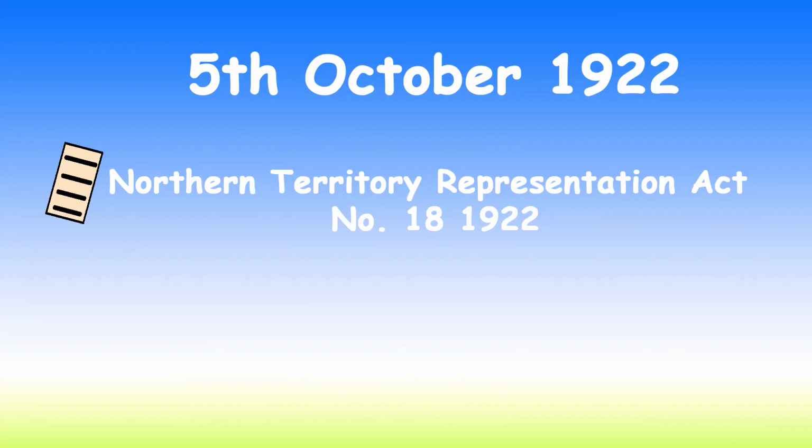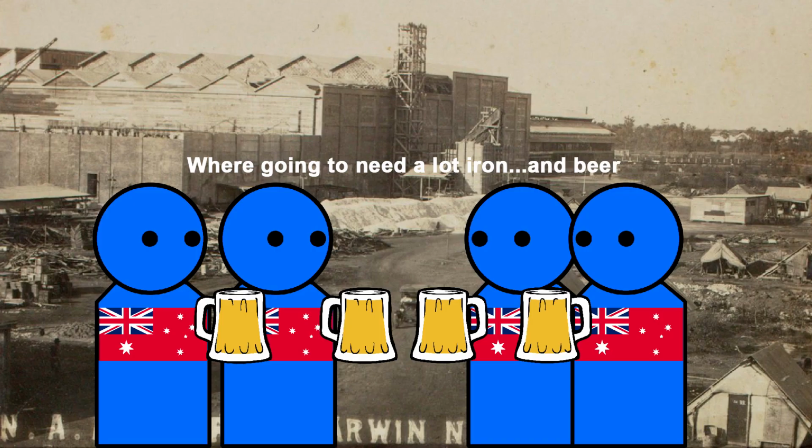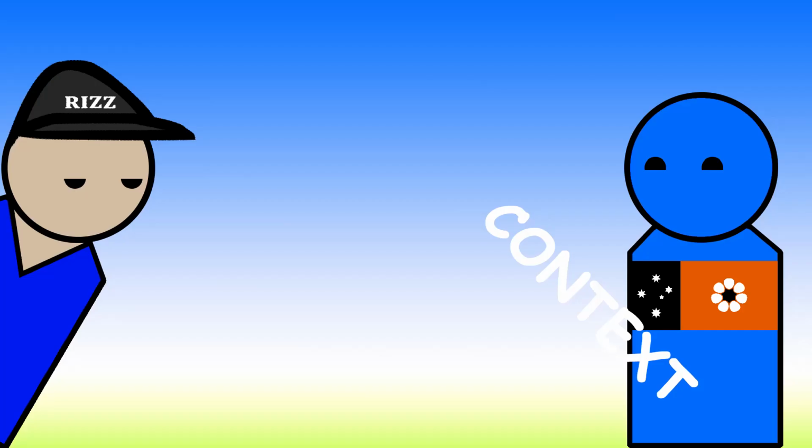3 years after the rebellion, the Northern Territory Representation Act of 1922 was passed, with Harold George Nelson, who led the rebellion, being the representative of the Northern Territory, even though the representative had no voting rights until 1968. Regardless, the new focus was on infrastructure and public works to the territory. Okay, context is over. Are you happy now?